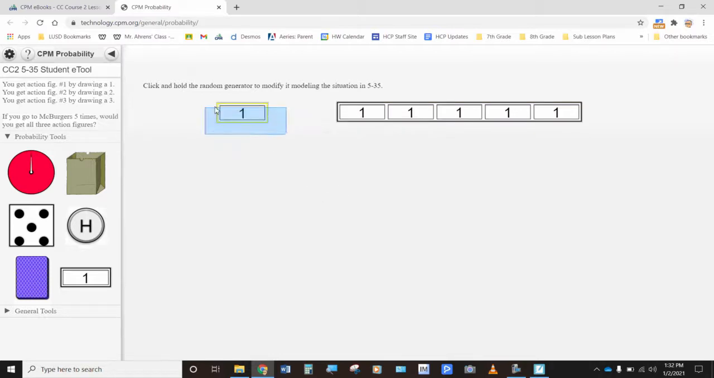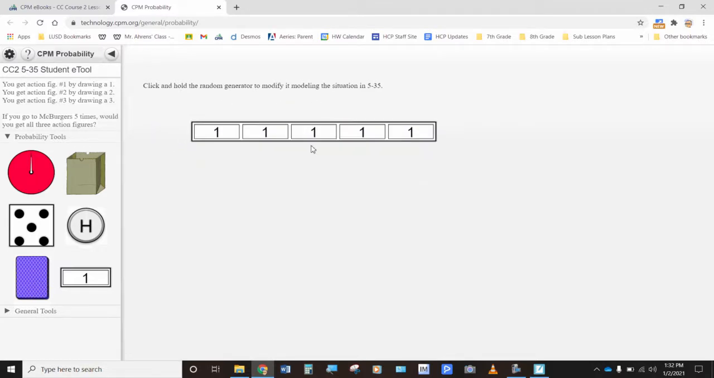So let's get rid of this guy. That's useless there. All right, so here we go. We're just going to take one trip or 1 week scenario. So this would be day 1, this is day 2, this is day 3, this is day 4, this is day 5. So when I click on it, we're going to see if we get all 3 action figures in those 5 days. Ready? Let's go.